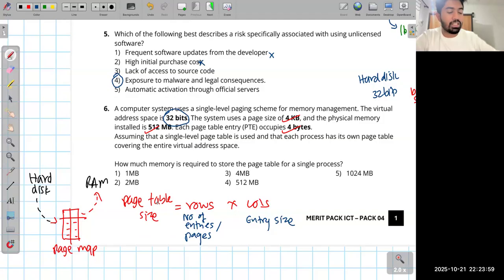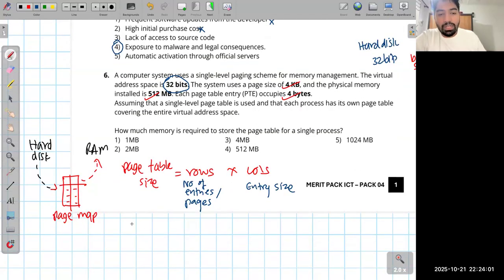Number of pages is equal to virtual address space divided by page size. Virtual address space is 2 to the power 32, divided by page size, which is 4 KB. So 4 KB into 4 bytes.